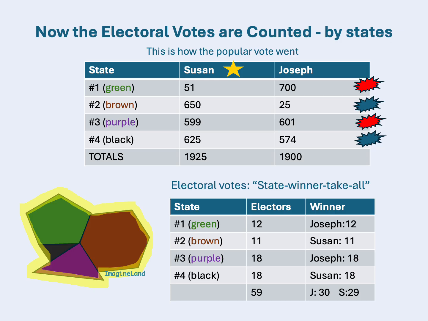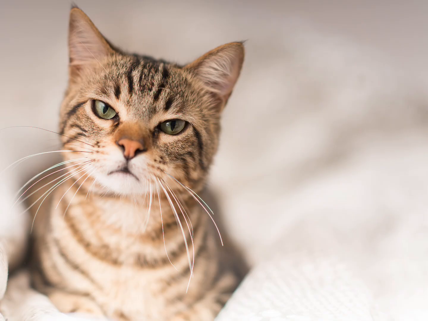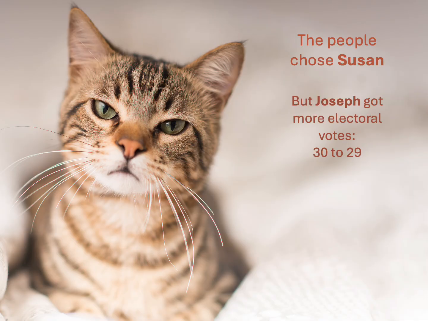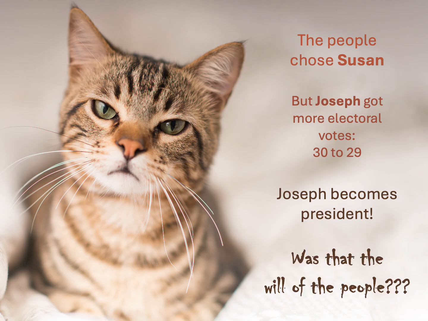So this is how it comes out. Joseph gets 30 and Susan gets 29, and so the Electoral College has chosen Joseph, not Susan, for president. So the people chose Susan, but Joseph got more electoral votes, 30 to 29, so Joseph becomes president. And I ask you, was that the will of the people?